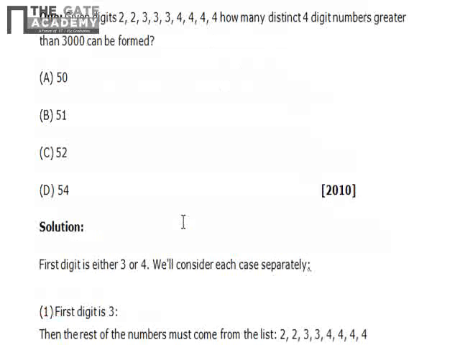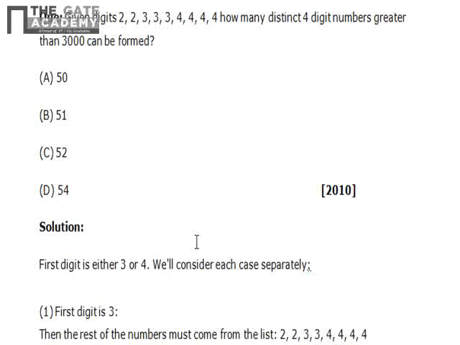Now we'll solve GATE problems based on this chapter. The first problem, which was asked in 2010: given digits 2 2 3 3 3 4 4 4 4, that means 2 two times, 3 three times, 4 four times, how many distinct 4-digit numbers greater than 3000 can be formed? That means they want to form numbers that should be greater than 3000.